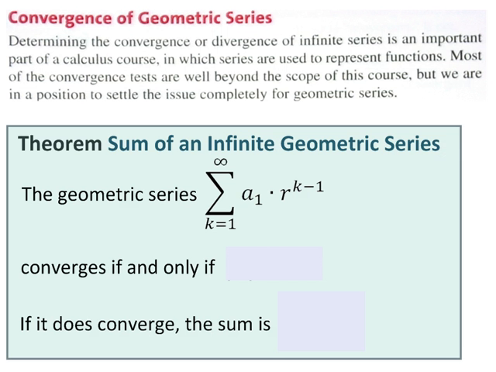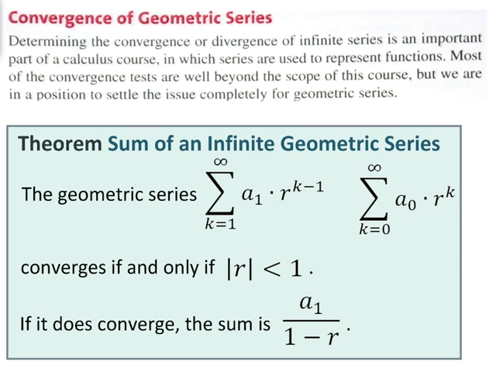So here it is formally stated that the sum of an infinite geometric series converges if and only if the absolute value of the ratio, the common ratio, is less than 1. And if it does converge, the sum is a sub 1 over 1 minus r. Now, there's one little nuance that you need to be aware of. That formula holds if you have a k equals 1 down here. However, what happens if you had k equals 0 or something like that? Actually, let me just drag this onto the screen. What if we had something that fit this format instead? Well, then it would be a sub 0 over 1 minus r.